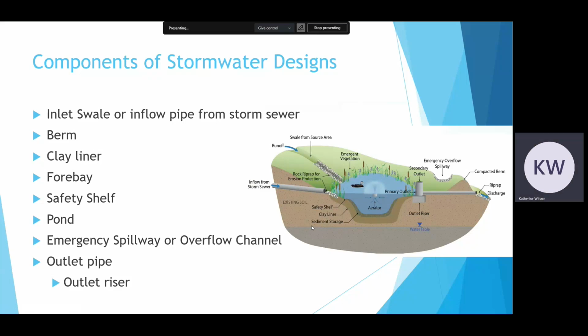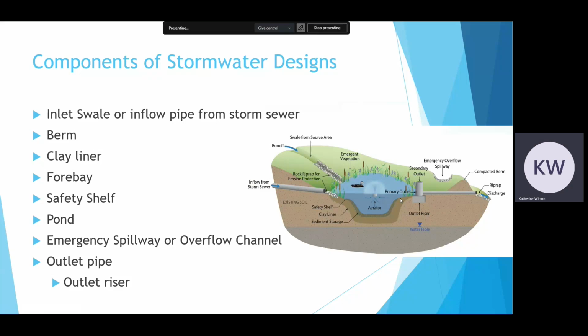We also have a safety shelf, which comes out from the edge and is shallow, and it goes mostly all the way around the pond. If you can see my cursor, you can see how it's shallow on either side. This is so cattails and other vegetation can grow around the edge, and that's for several reasons. One, if you have thicker vegetation around the edge, it'll deter geese and other wildlife. Typically, we don't want a lot of birds or wildlife in here because we want to keep the pond as clean as we can.